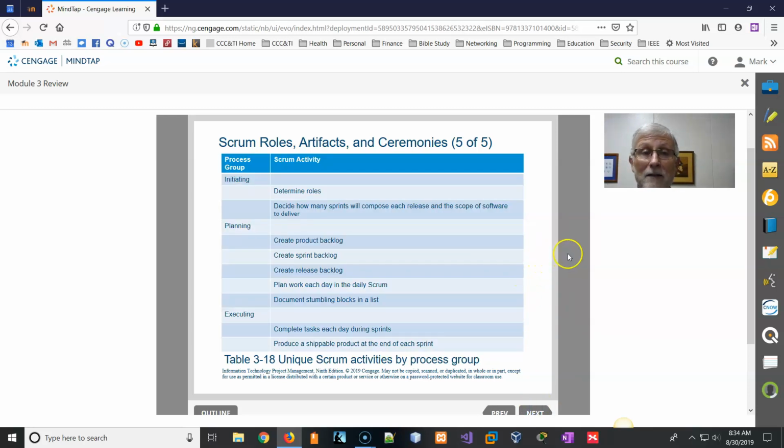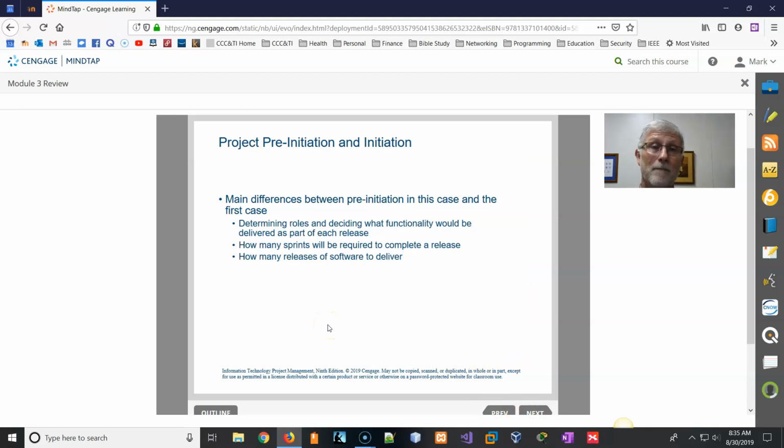Now, if you look at the different activities in the process groups, you've got the initiating: determine the roles, decide how many sprints they're going to do. Planning, you're going to create the product backlog, create the sprint backlog, create a release backlog, all of these things come into play. And then, of course, you've got to execute on this. Now, the main difference between pre-initiation in this case and the first case is determining the roles and deciding what functionality would be delivered as part of each release, not just for the project at the beginning. So for every single release, I'm going to do this because maybe I'll have different players in as these features get developed.